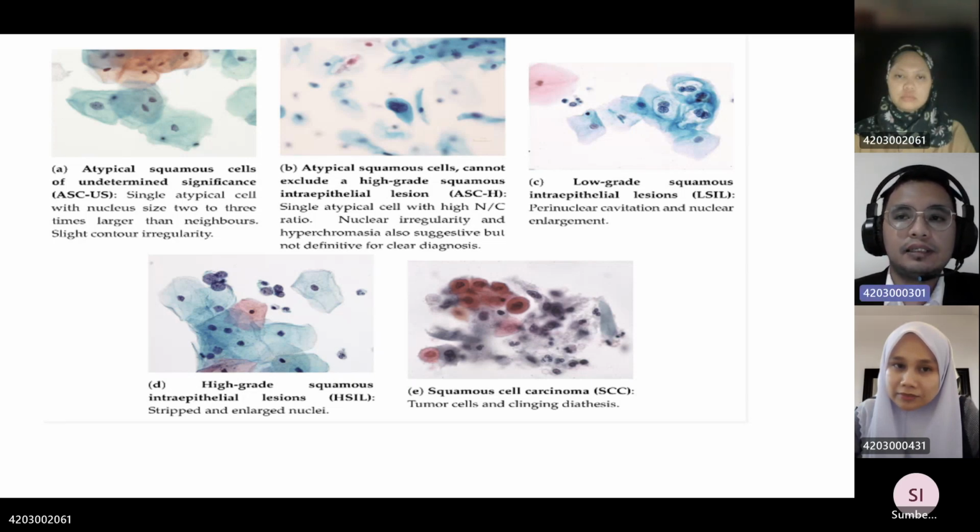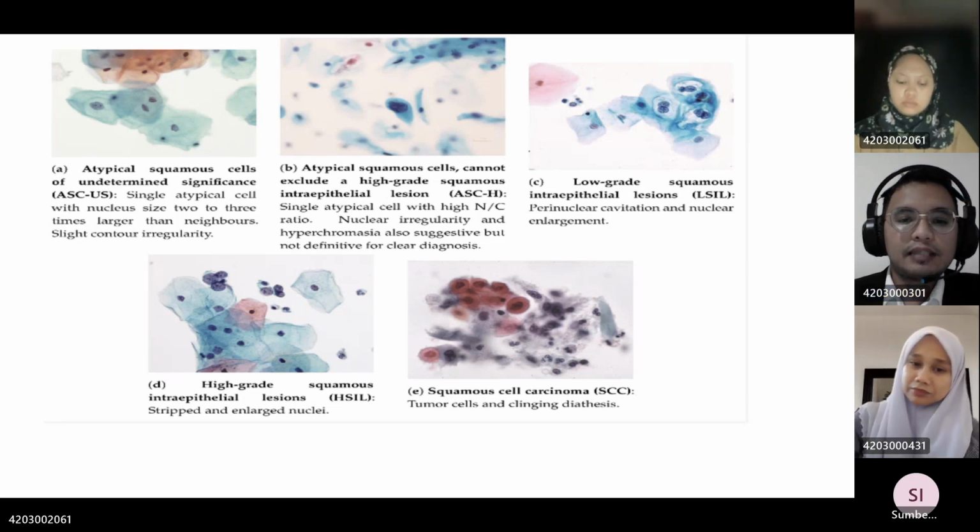And last but not least, the squamous cell carcinoma is the type of cancer where we can look at the features in the picture, which has high NC ratio, hyperchromatin, and we can also see the distorted glandular architecture, nuclear abnormalities, and also hyperchromasia.